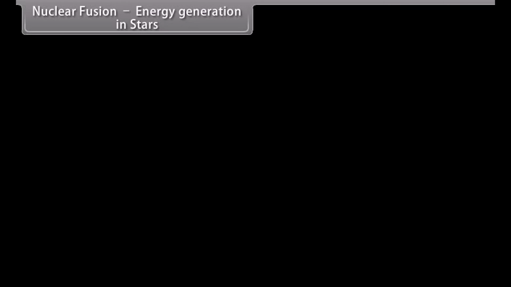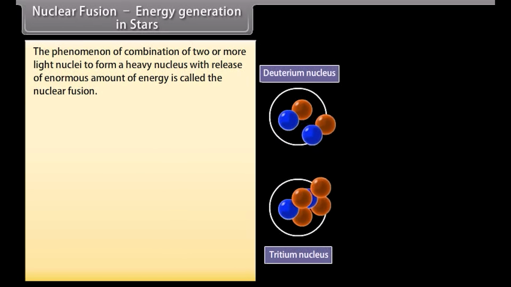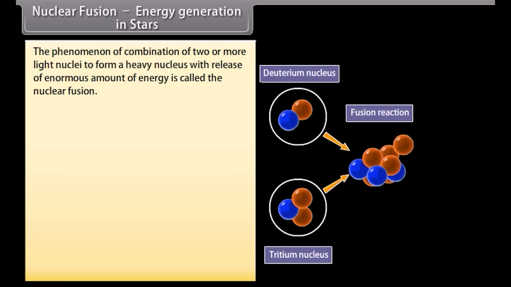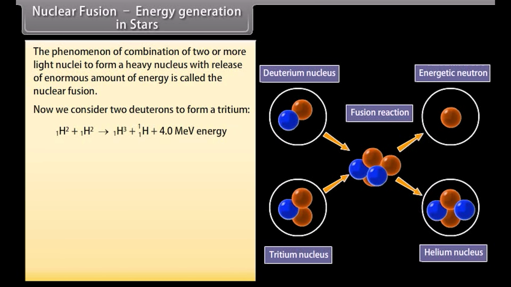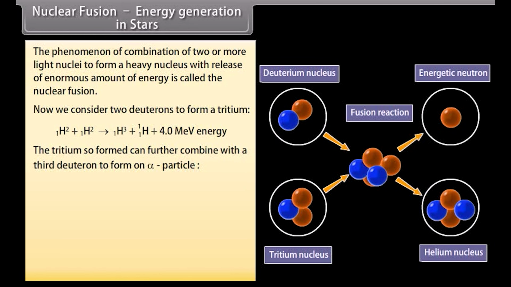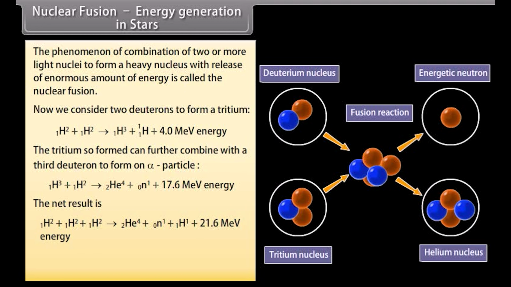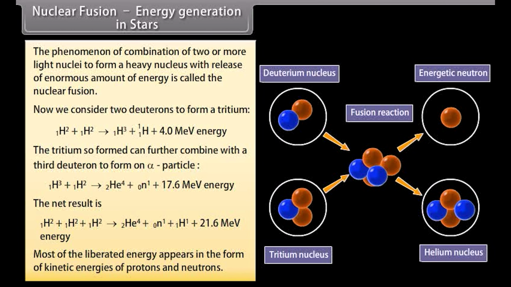Nuclear fusion, energy generation in stars. The phenomenon of combination of two or more light nuclei to form a heavy nucleus with release of enormous amount of energy is called nuclear fusion. Now we consider two deuterons to form a tritium. The tritium so formed can further combine with a third deuteron to form an alpha particle. The net result is... Most of the liberated energy appears in the form of kinetic energies of protons and neutrons.